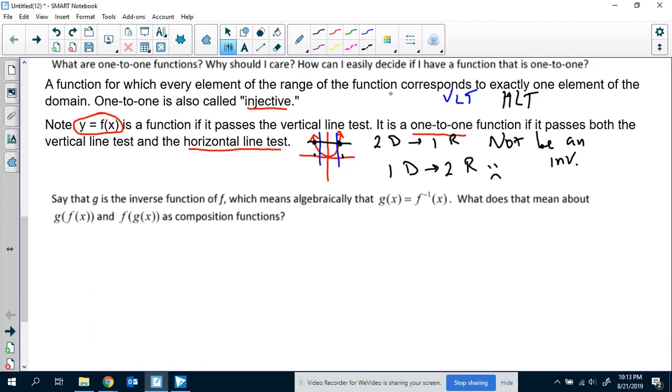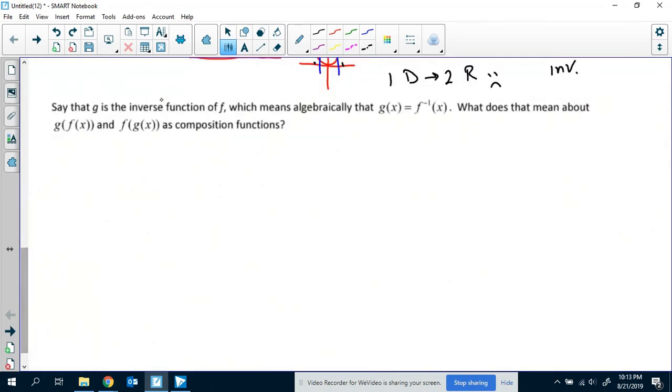And why should I care? Because if you're one-to-one, that means that you have an inverse. If you're not one-to-one, you can't have an inverse.